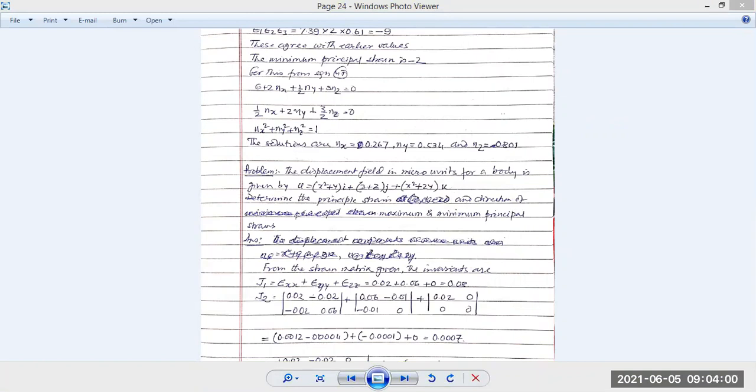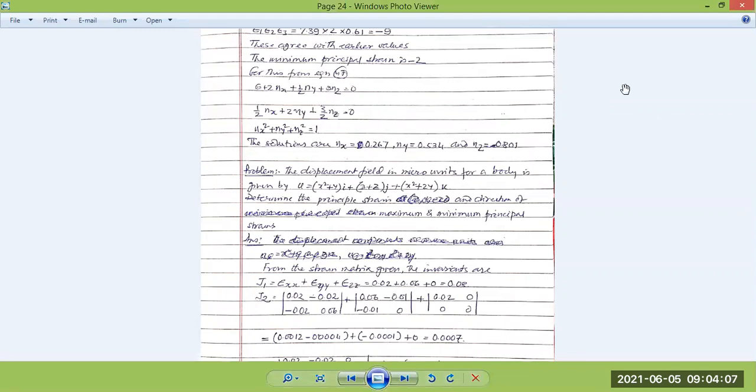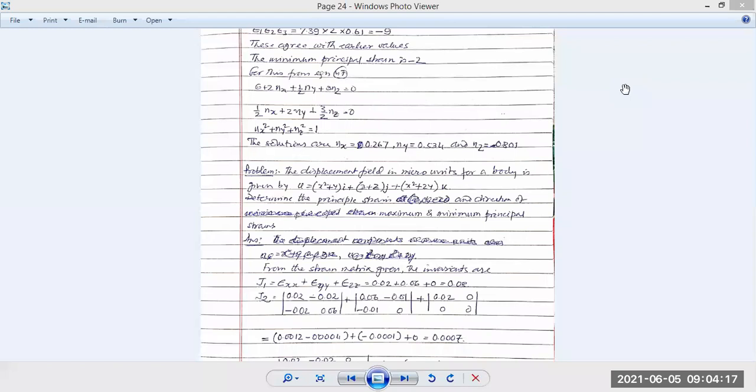Yesterday we discussed how to find the maximum, minimum, and intermediate strain. I'm not saying stress, but strain, in a given rectangular coordinate system for a body which is subjected to some external load and is deformed under the action of the load. We discussed what the maximum, minimum, and intermediate strain, or deformation per unit area, can be at a certain point.